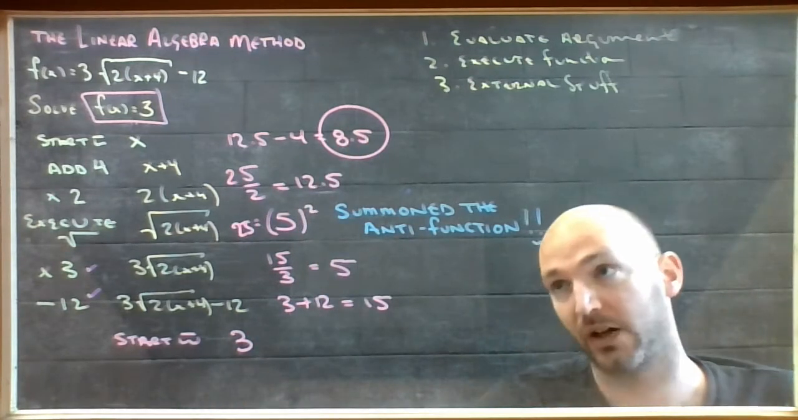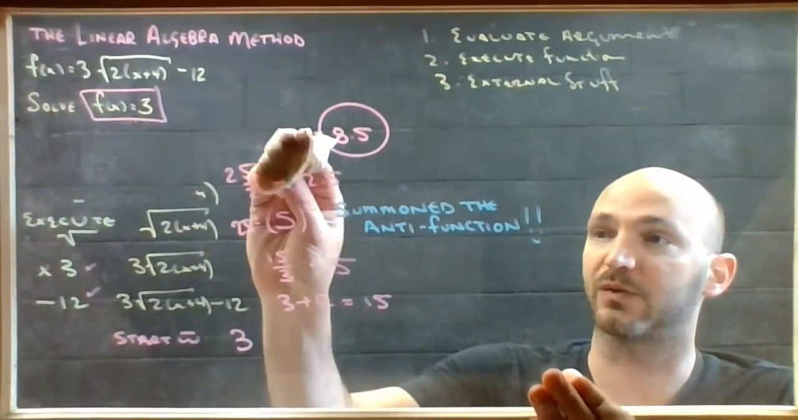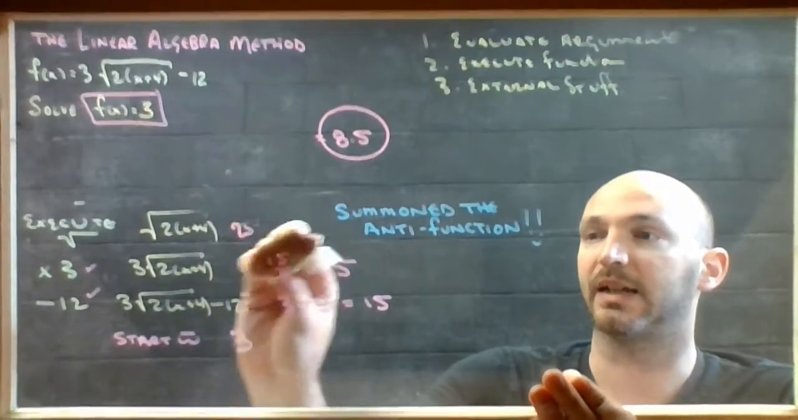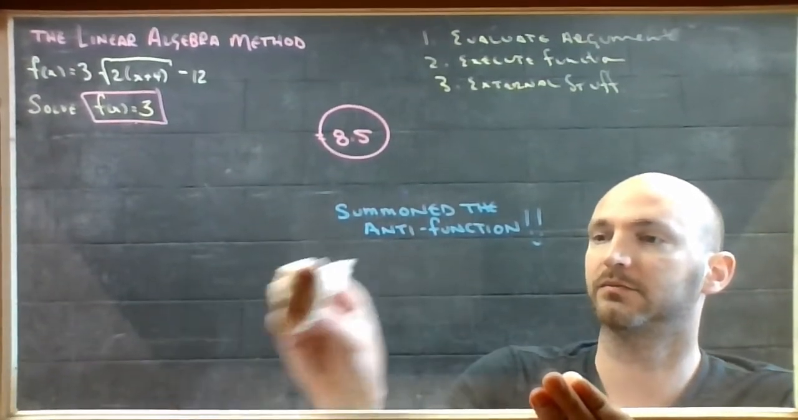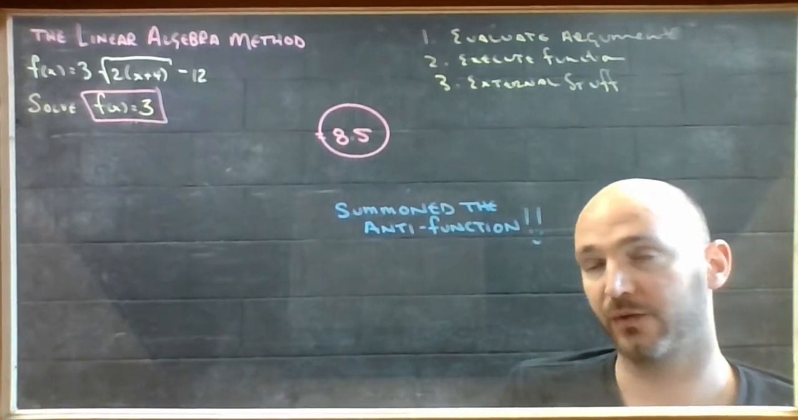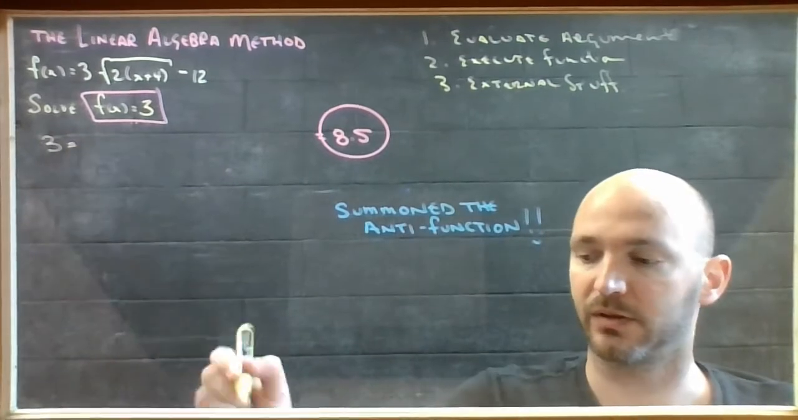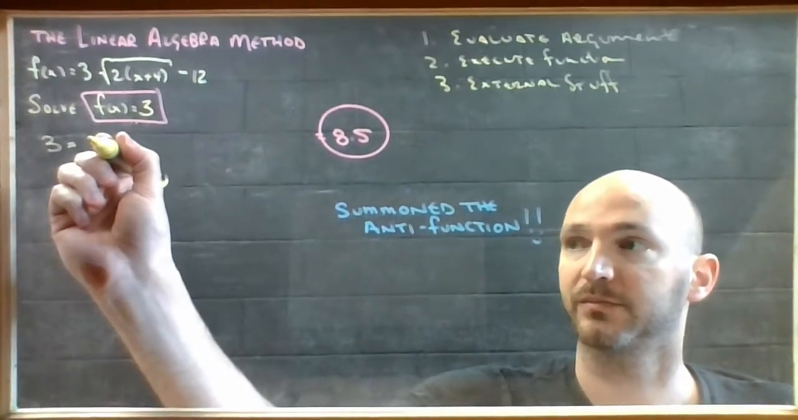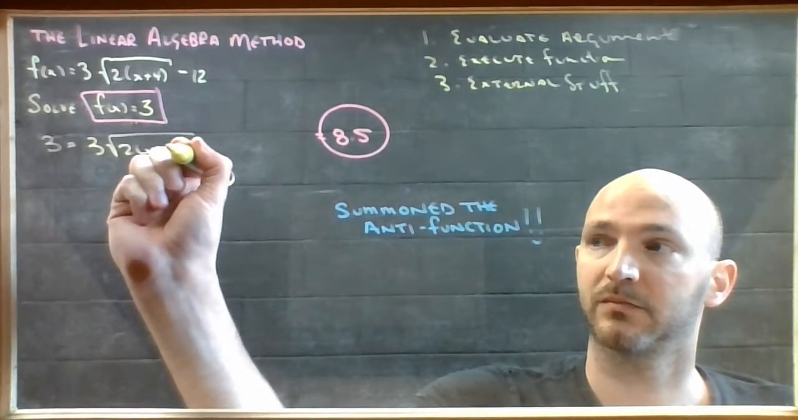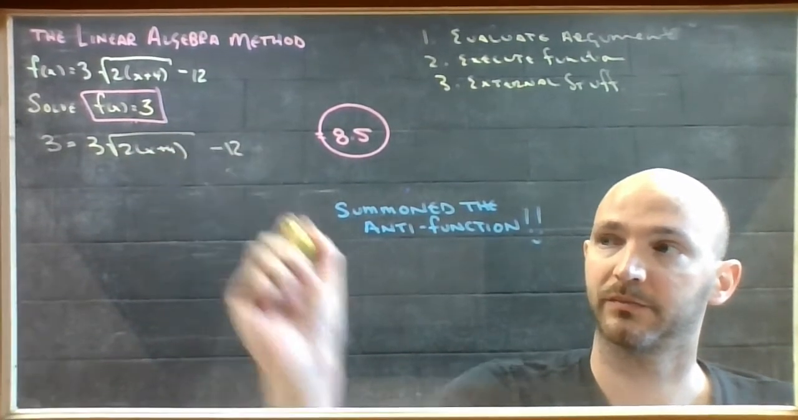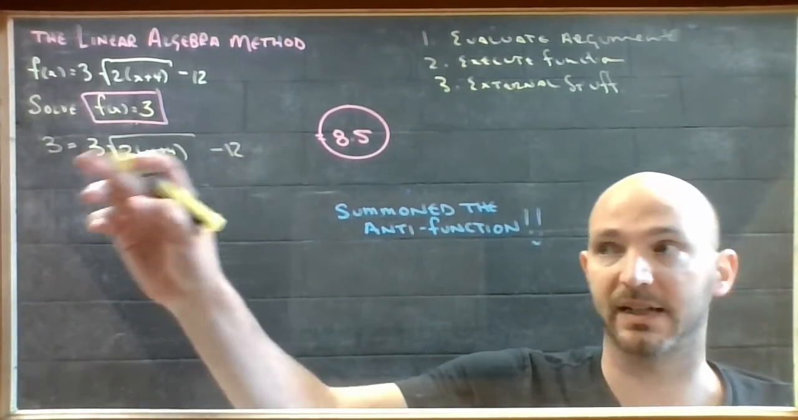So if I clean this off for you, we will try this in the more traditional fashion, leaving 8.5 up there. What you've probably seen before is you take the function and you set it equal to that number. You pull this over to the other side. If it's a negative on this side, it's adding on that side.